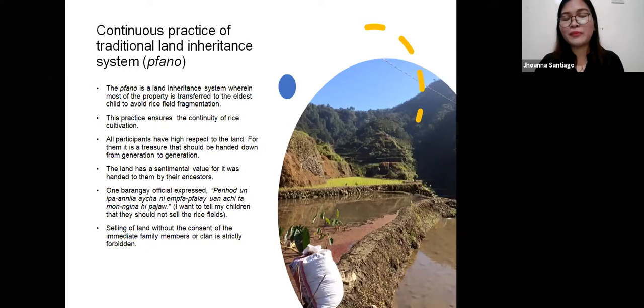This FANO system, or primogeniture in other terms, ensures the continuity of rice cultivation. All the participants in the focus group discussion have high respect for the land. They don't sell it because selling is strictly forbidden, since they believe that it came from their ancestors and should be handed down from generation to generation. It is very important because it has a sentimental value.